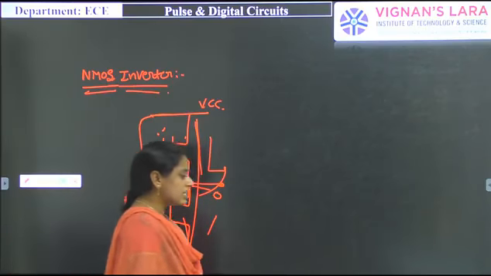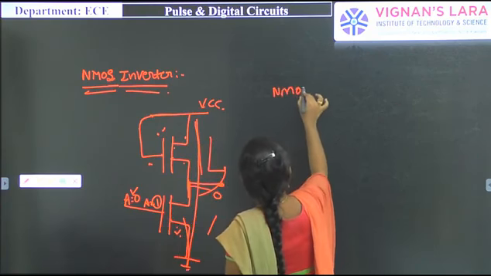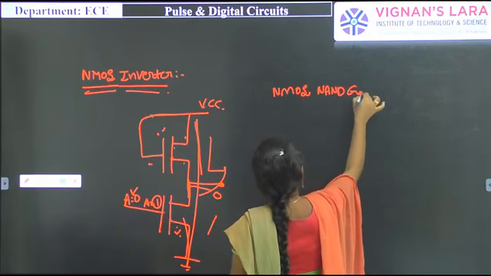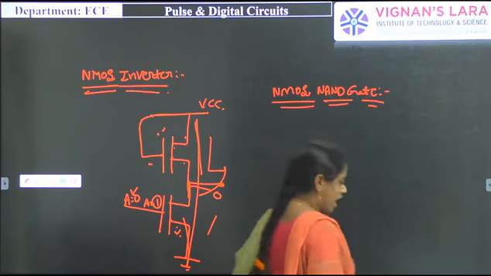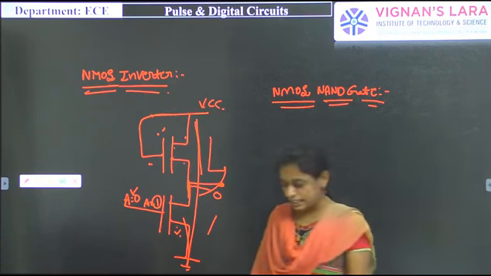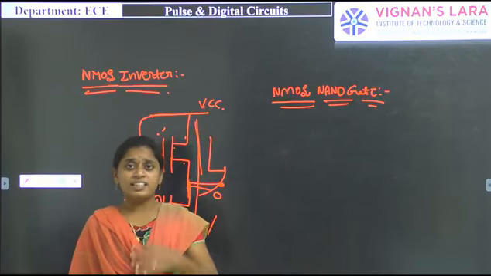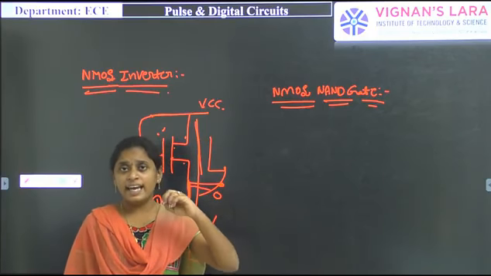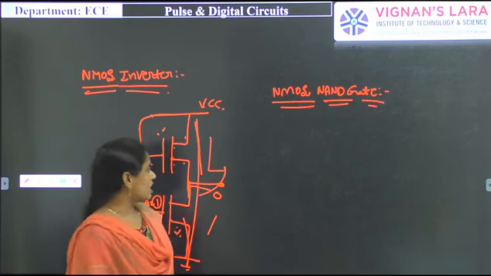Next we have to discuss the NMOS NAND gate. What is meant by NAND gate? It is the reverse of the AND gate operation. Here is a very important thing: in the NAND gate design, the NMOS transistors will be connected in series, and in the NOR gate, the NMOS transistors will be connected in parallel.